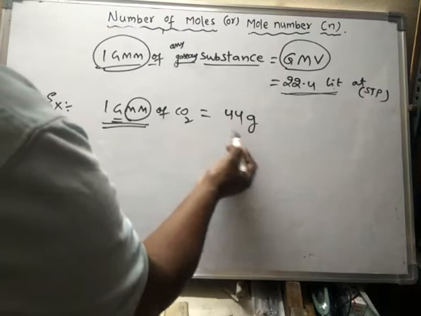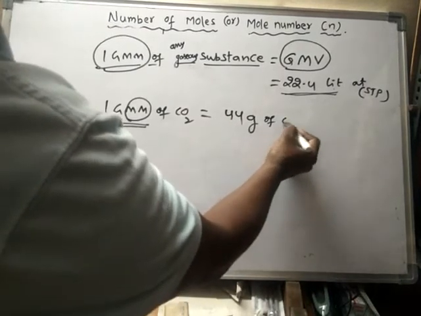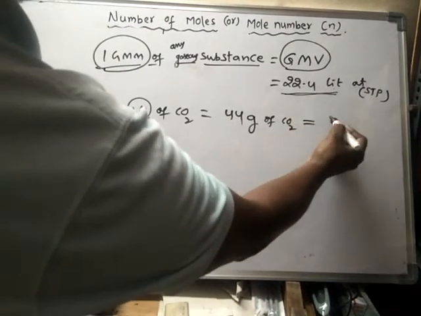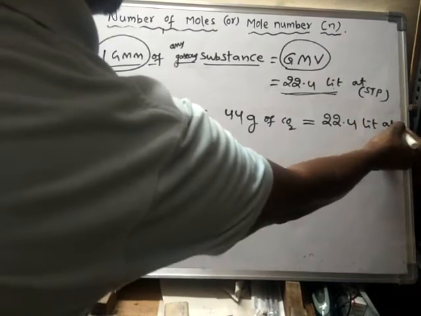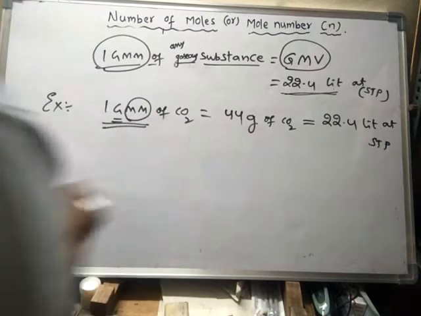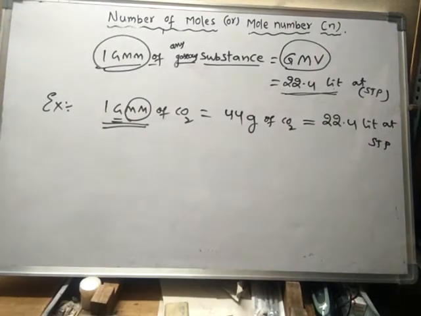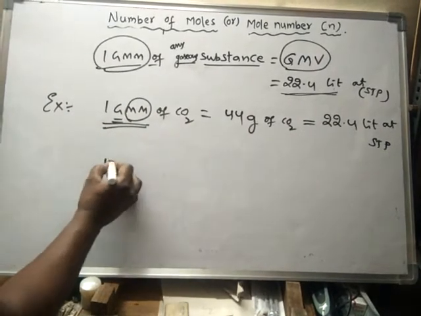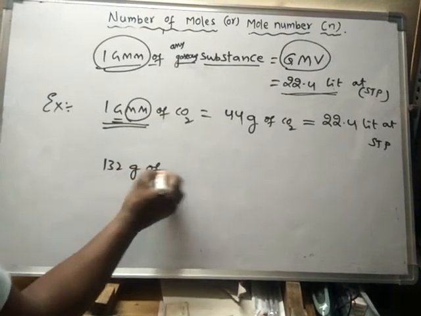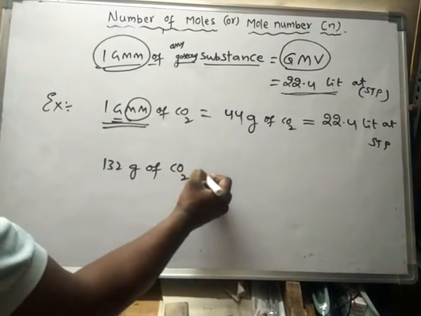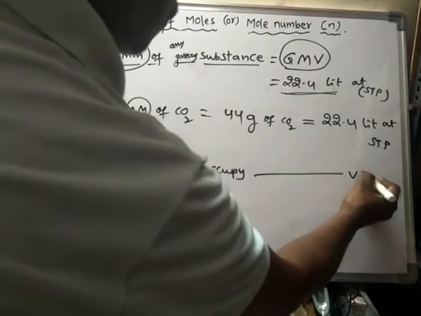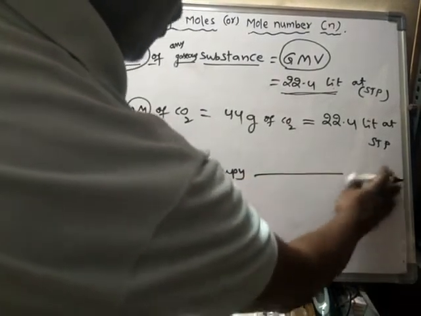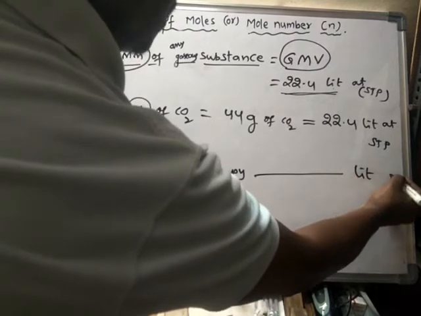So that means 44 grams of carbon dioxide will occupy how much volume at STP? 22.4 liters at STP. So one small question: 132 grams of carbon dioxide occupy dash liters of volume at STP.